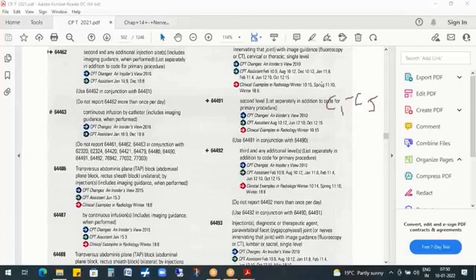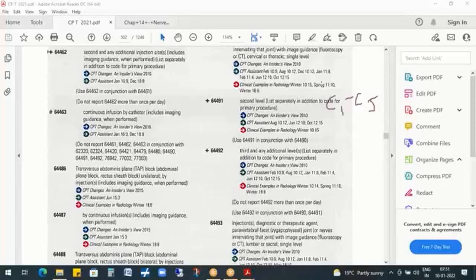Yes, sir. The answer for that question is 64490 for the first level, 64491 for the second level, 64492 for the third level, but the fourth level we do not code. Why? Because do not report 64492 more than once per day. Maximum we will code for here three levels only.